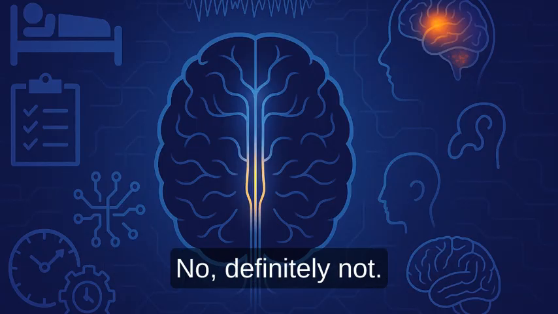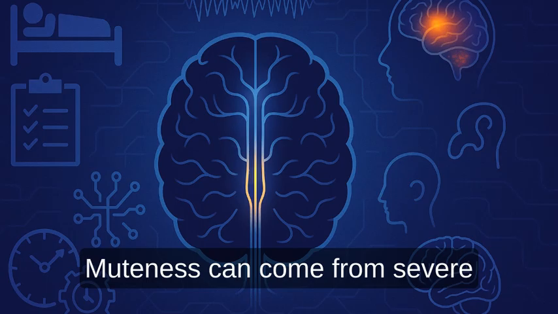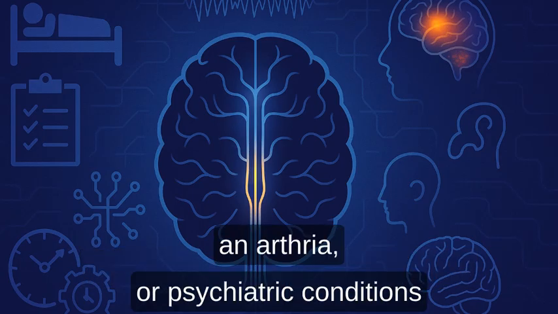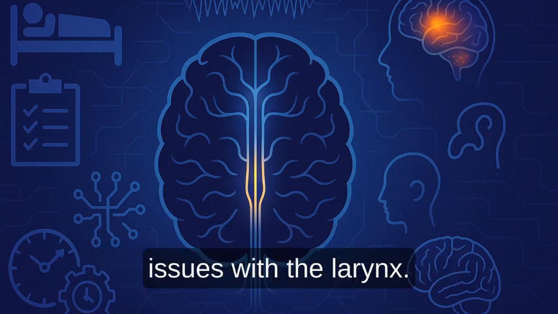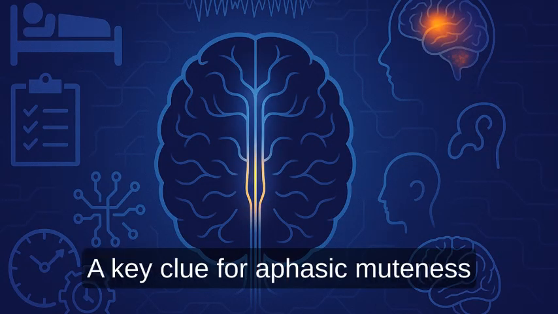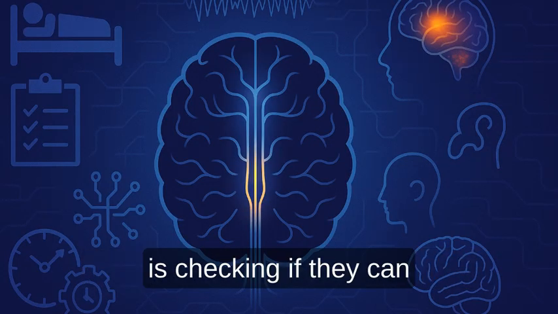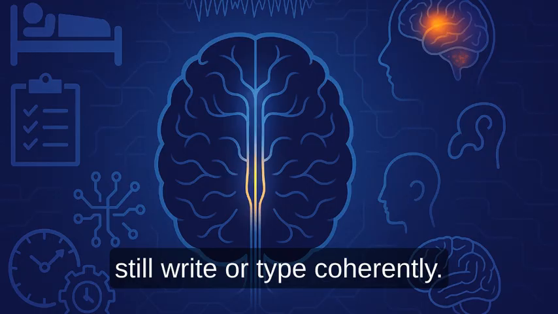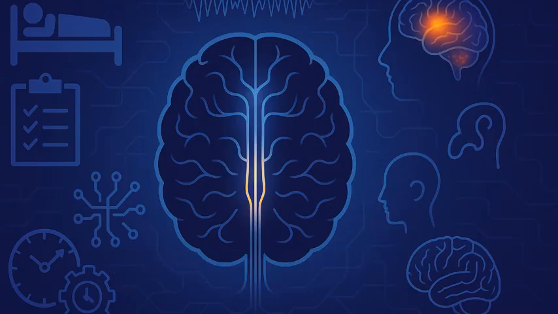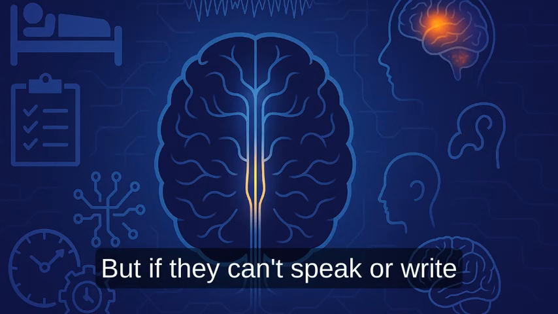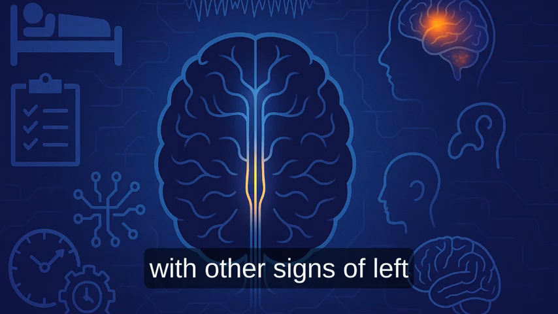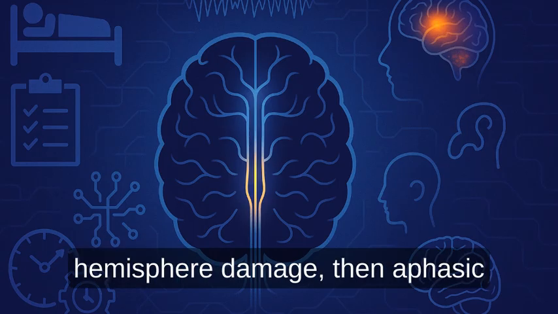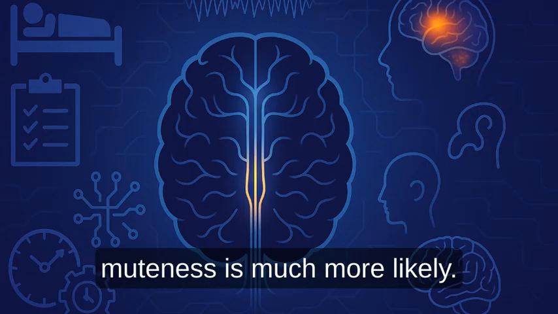No, definitely not. Muteness can come from severe motor speech problems like anarthria, or psychiatric conditions like catatonia, or even physical issues with the larynx. A key clue for aphasic muteness is checking if they can still write or type coherently. If they can write normally, it's probably not aphasia. But if they can't speak or write meaningfully, and maybe struggle with comprehension too, especially with other signs of left hemisphere damage, then aphasic muteness is much more likely.